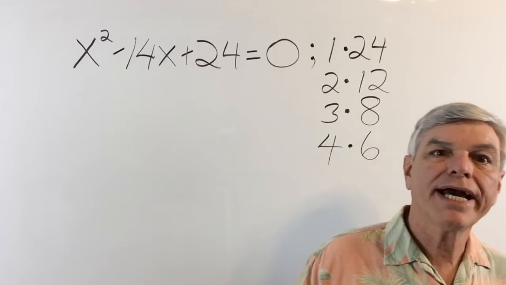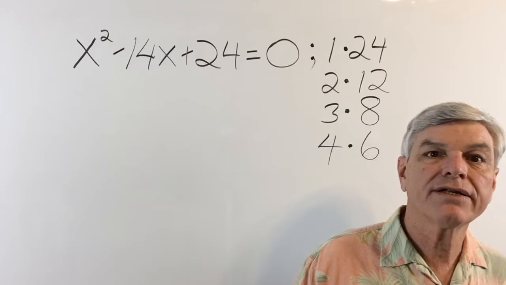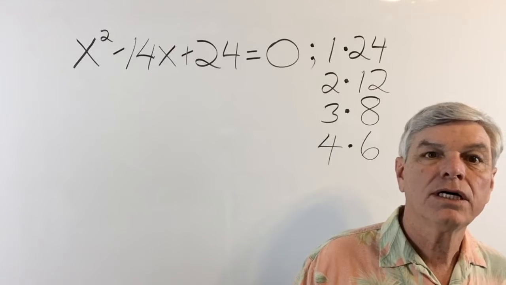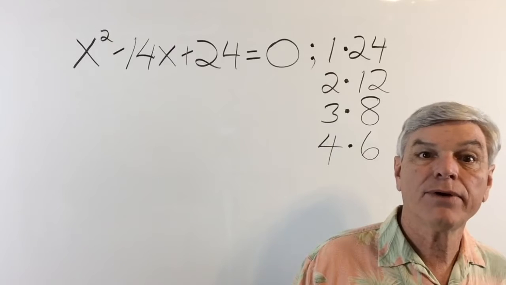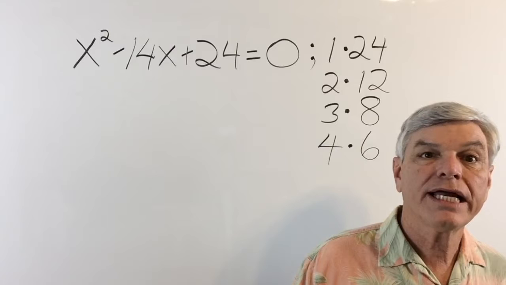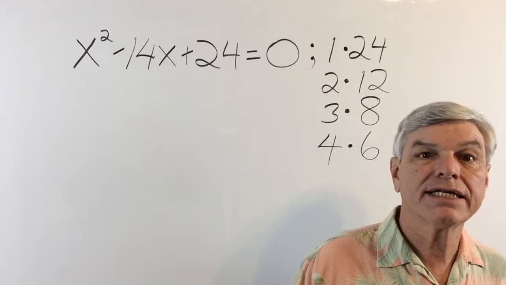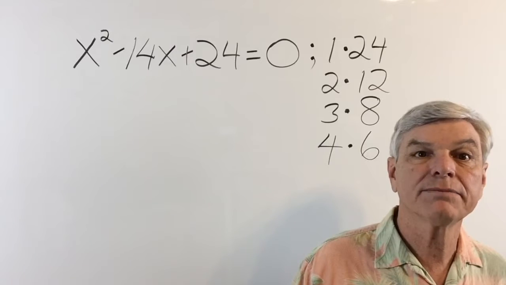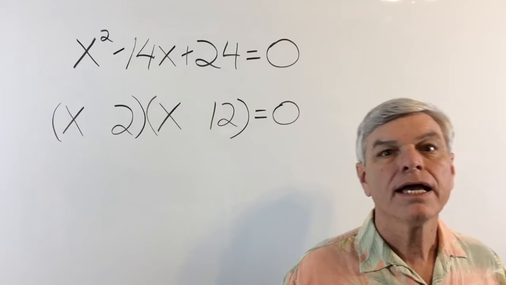There we go. And can we add or subtract 1 and 24 to get to 14? I don't think so. 2 and 12. Yeah, if we add 2 and 12, that gets us to 14. Let's keep going. 3 and 8, can't add or subtract that to get to 14. 4 and 6 is not going to do it, so our only possibility is 2 and 12. Let's put that together.